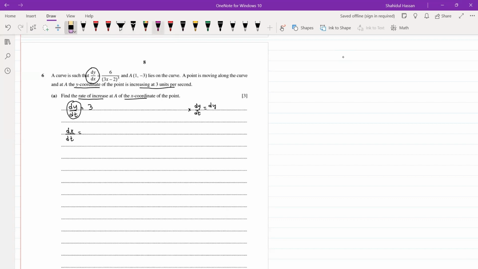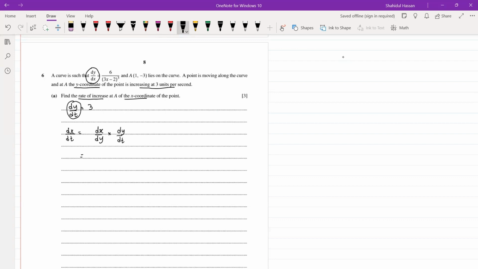I can change it a little. If I change dy by dx to dx by dy, now dy cancels out and I'll be left with dx by dt. So please understand that to get dx by dt, I need to take the inverse of dy by dx, or we can say the reciprocal of dy by dx. So I have to take dx by dy, and then I multiply this with dy by dt. The dy cancels out. I'm left with dx by dt.